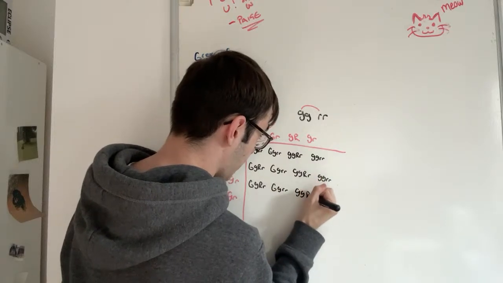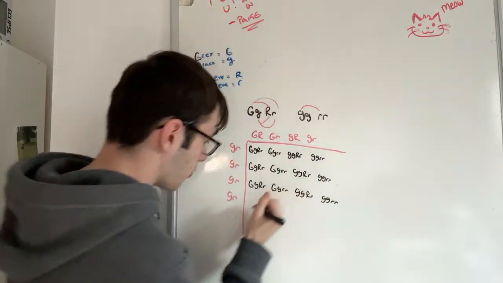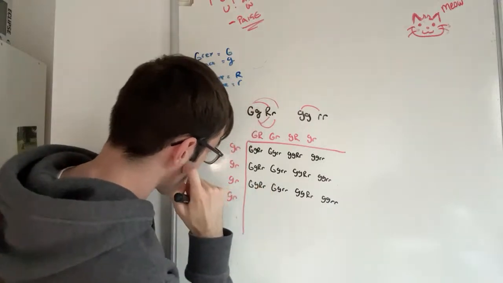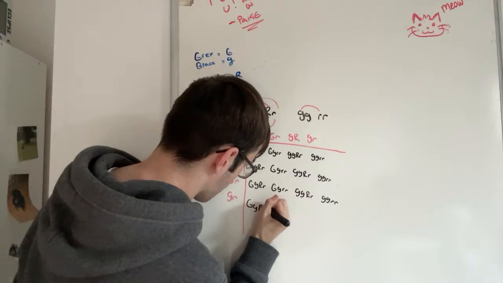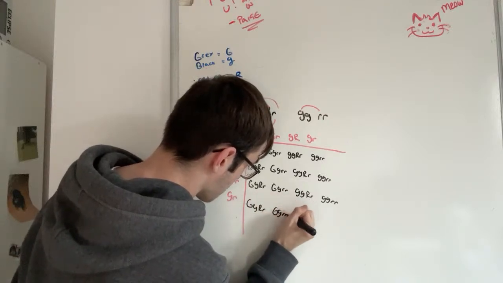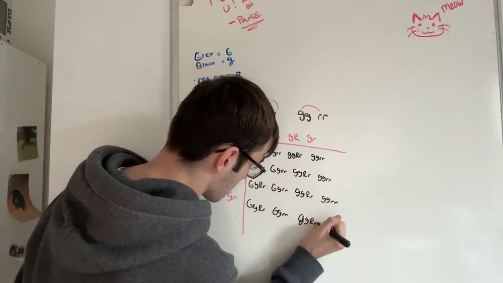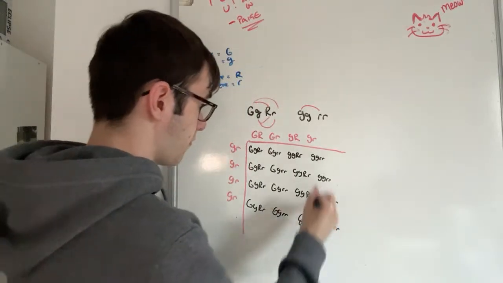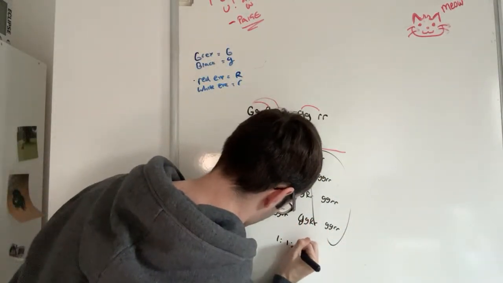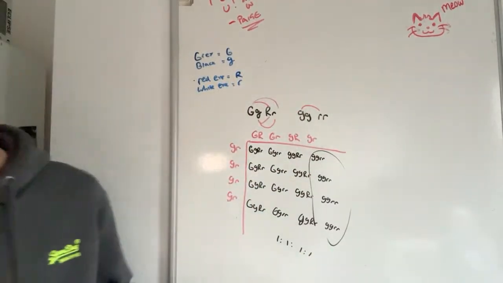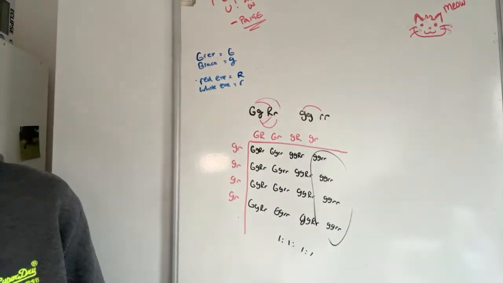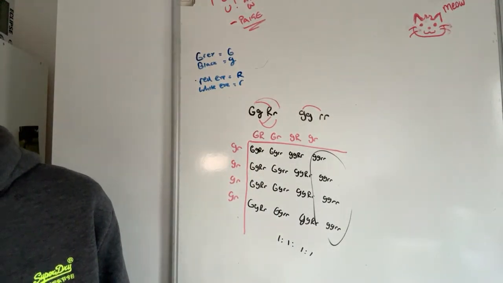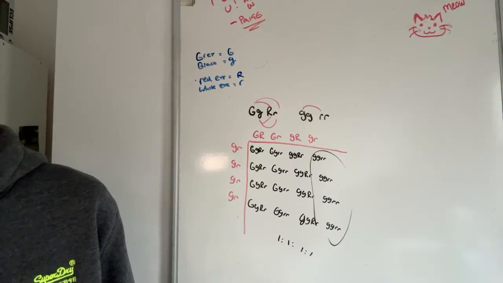Wait, but is it asking for gender too? Because if it is, it's going to be a 1 out of 8. If it's asking for a specific genotype, it's going to be 1 in 4. That is going to be a 1 to 1 to 1 to 1 ratio. It is asking for genotypes of offspring, phenotypes of offspring. Show all the possible genotypes and the ratio of phenotypes.